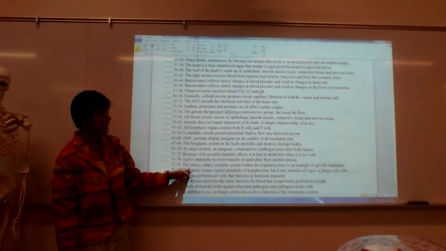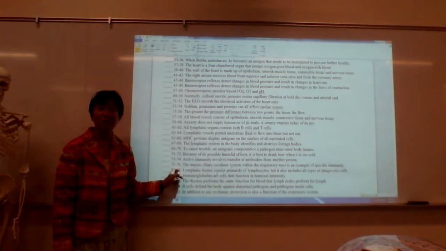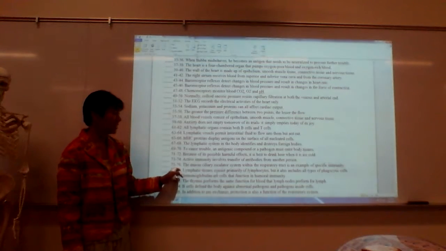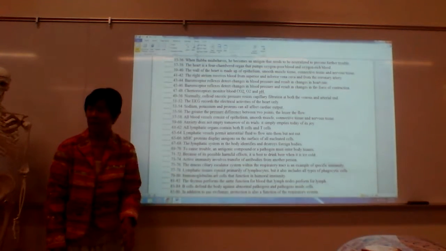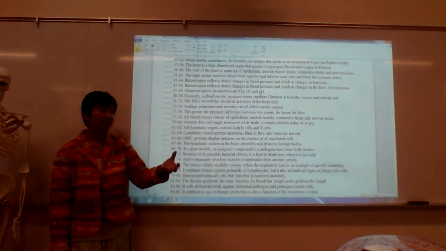The mucociliary escalator system within the respiratory tract is an example of specificity. The mucus or escalator system. So is that specific or non-specific? Remember, your specific are your B and T cells. So this is non-specific. So this is false. Remember, non-specific means the response is always the same. So whether it's brushing off germs or virus, it's the same.